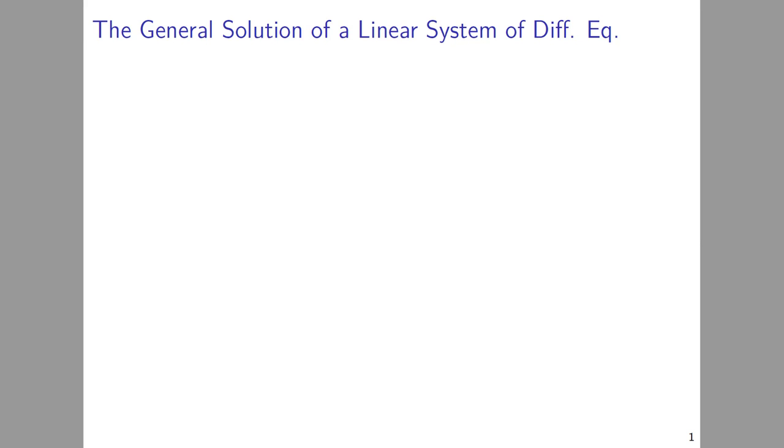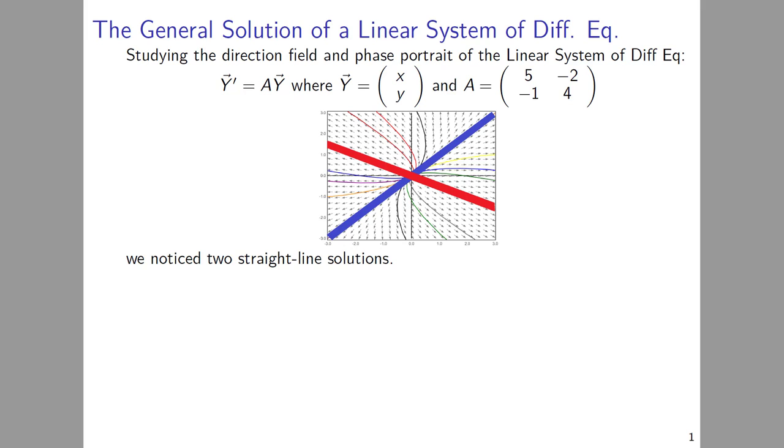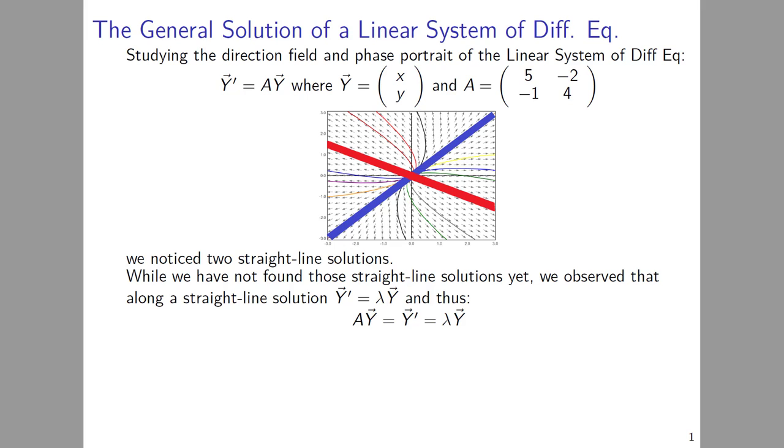Recapping where we are a little bit, recall that in studying the direction field and phase portrait of the linear system of differential equations given by y prime equals Ay, where y is the vector function (x, y) and A is the coefficient matrix [5, -2; -1, 4], we noticed two straight line solutions. While we have not found those straight line solutions yet, we observed that along a straight line solution, y prime equals lambda y. Since y prime, the direction of the tangent vector, is going in the same direction as the position vector y, they must be constant multiples of each other.